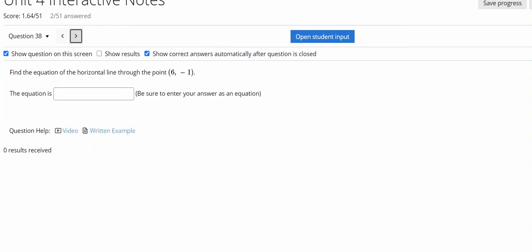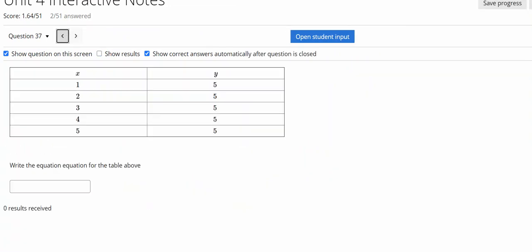So wait, I think, oh yeah, we got a couple more. Yeah, that's it. So let's do table of values now. So looking at this table of values, we want to write an equation for this one above. So here, I'm just going to open it. I'm going to let you guys write it. So it's either going to be x or y. So x or y is equal to something.